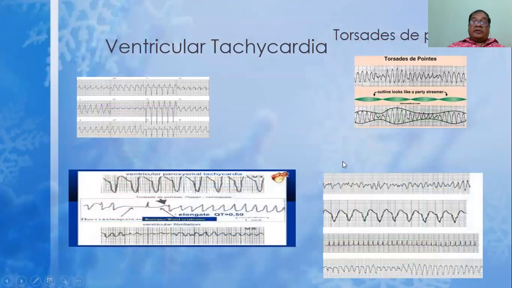Now we'll talk about ventricular tachycardia. Ventricular tachycardia is of several types. These are the tracings. For example, this is Torsades de pointes. Here, there is a bout of gradually increasing size of ventricular complexes, then decreasing complexes.